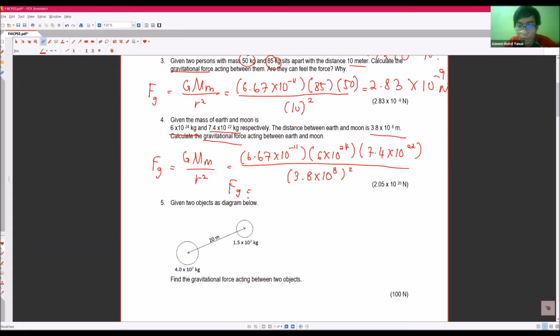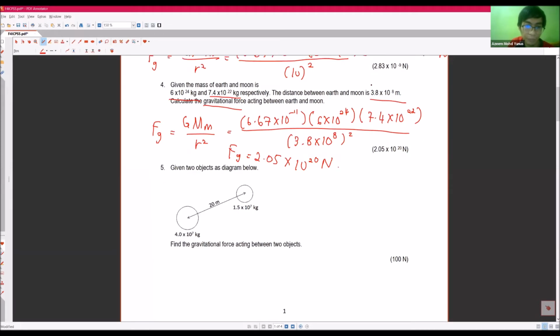Plug that into the calculator. We will get 2.05 times 10 to the power of 20 Newton. So it's very, very big. 20 zeros after 5. So it's very big compared to the 10 to the negative 9 before, 2.83.